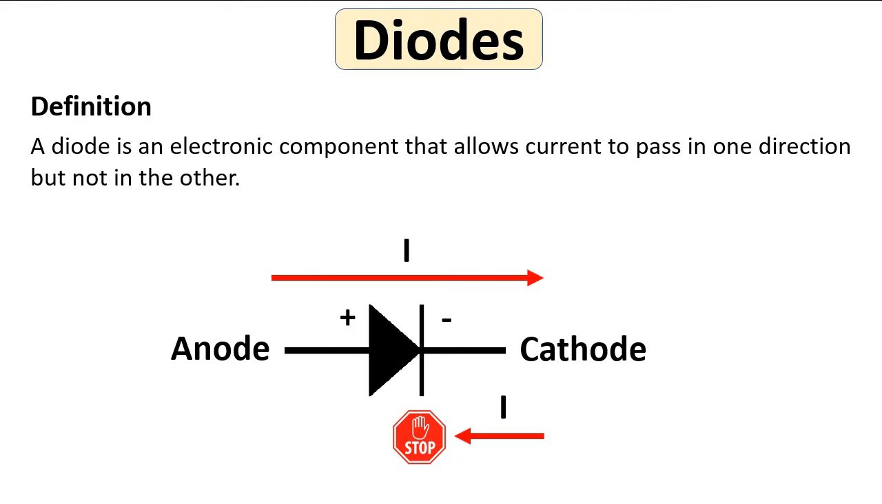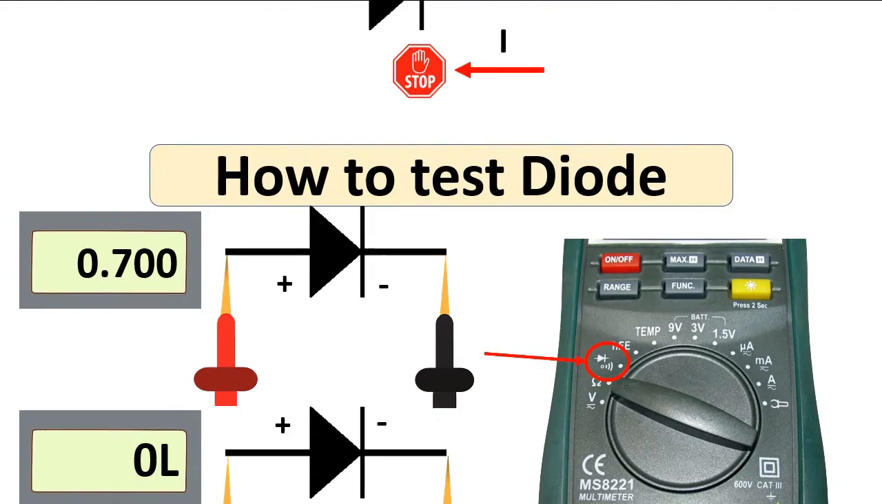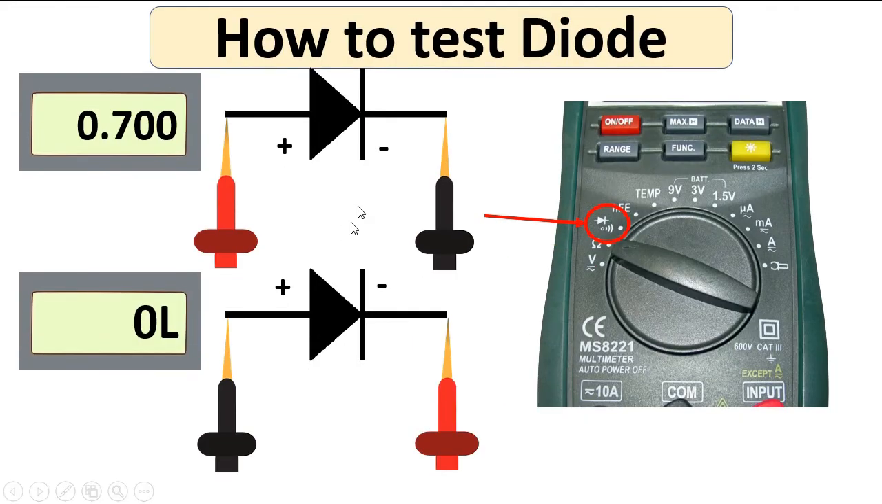Okay. So let's see now how to test the diode using the multimeter. To test the diode using the multimeter, you should first select the buzzer option. This is the buzzer option, or the diode option, or the continuity option in the multimeter. And then you should put the red probe or the positive probe of the multimeter on the plus side and the negative probe on the minus side, or the cathode.